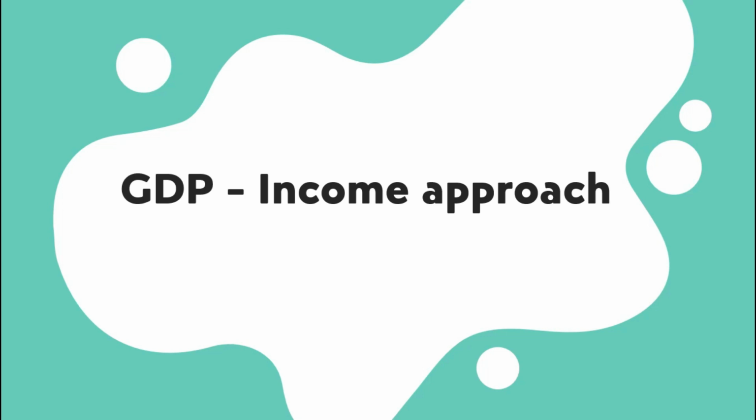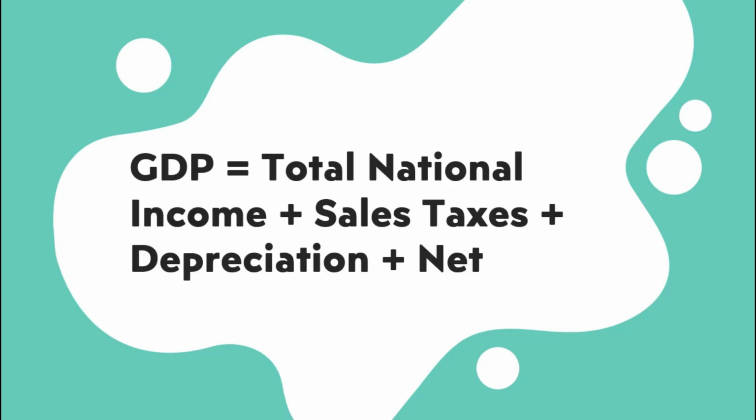This GDP formula takes the total income generated by the goods and services produced. So this is the formula: GDP equals the total national income plus sales taxes plus depreciation plus net. If we say total national income, or the NI, this is the sum of all wages, interest, and even profit. To get the national income, we need to add the wages, rent, interest, and profits.